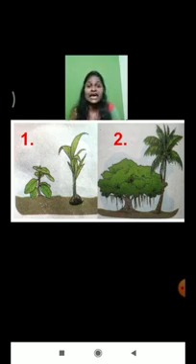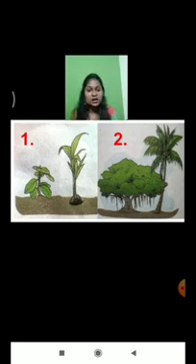Okay, so students, here in diagram number 1 and diagram number 2, can you identify the picture? What are these plants? Any guesses? What are these trees? Yeah, your guess is absolutely right. Maybe from picture number 1 you might not be able to guess, but definitely from picture number 2 you can guess what it is.